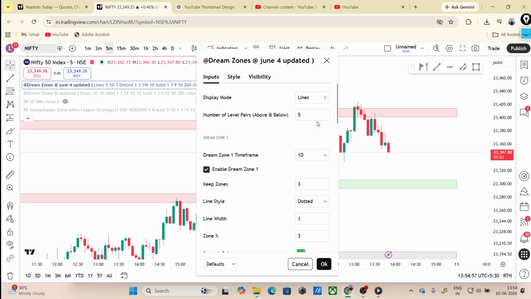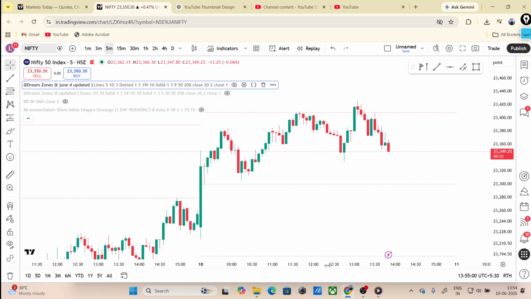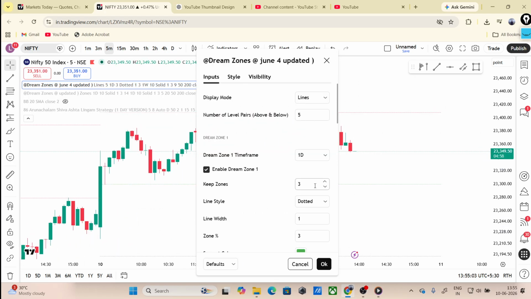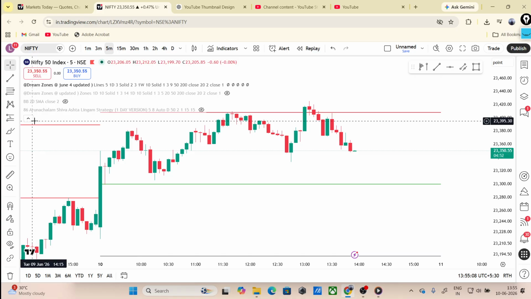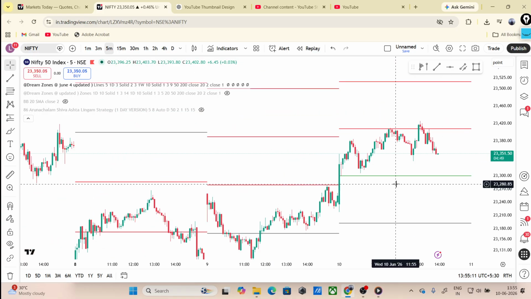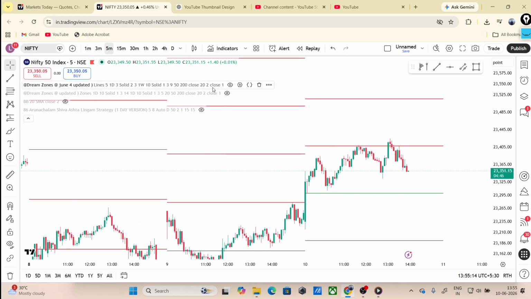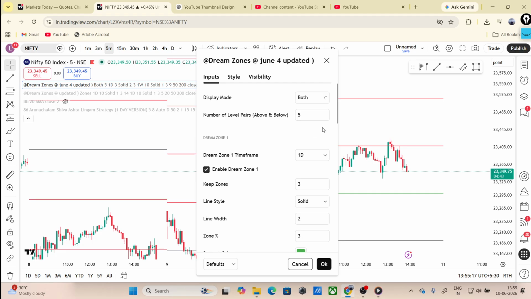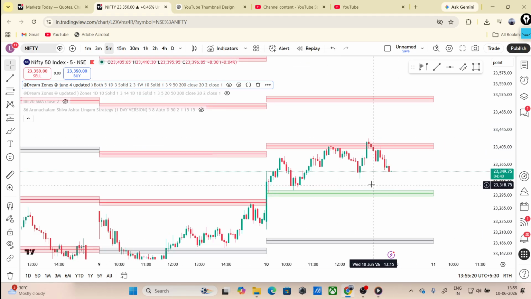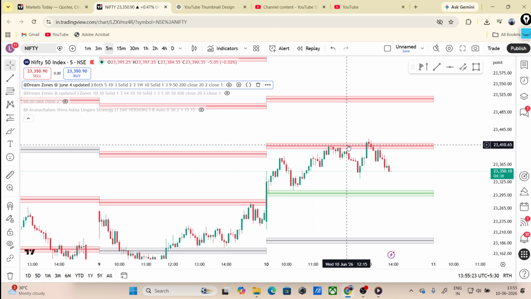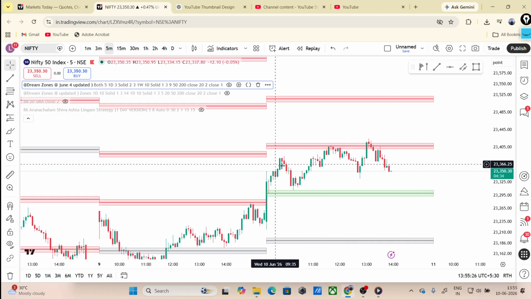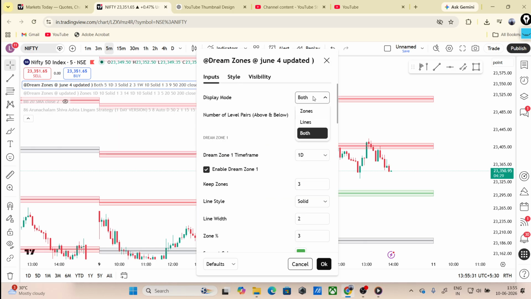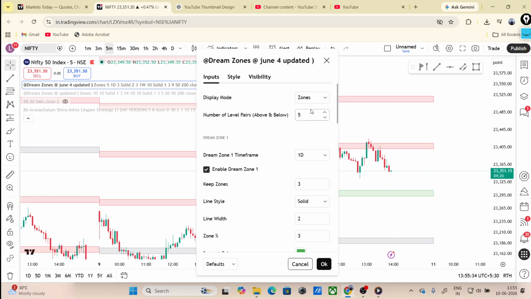If you click on lines, it will show the lines. When you click on both, it draws lines and zones, and in the mid of the zone one line is drawn. For better entries, I always suggest using the zones only. This is the first display mode setting.